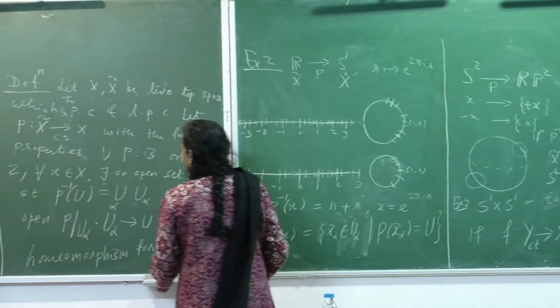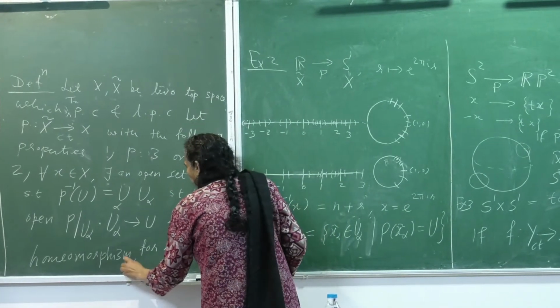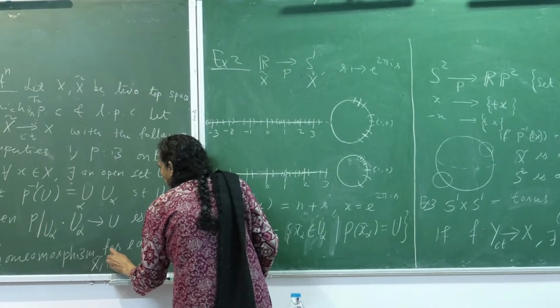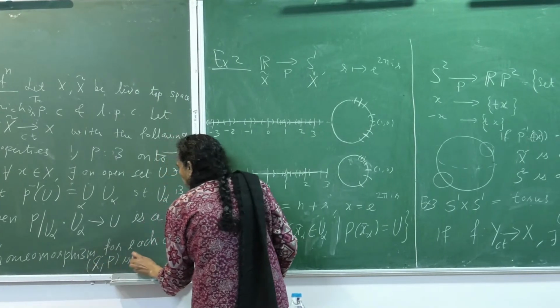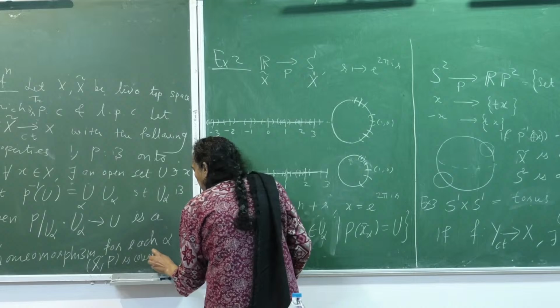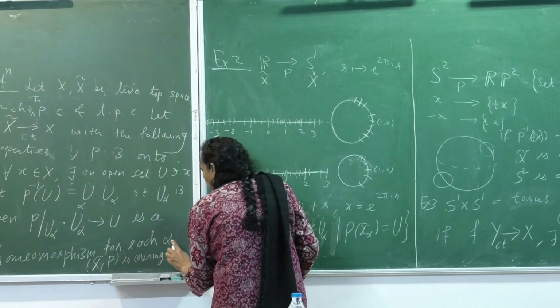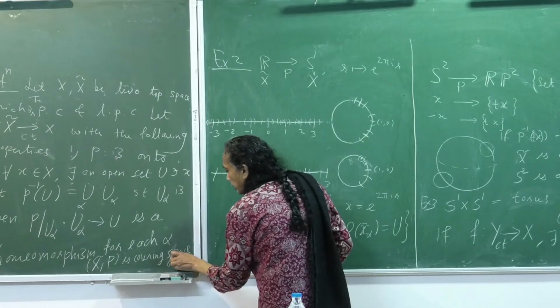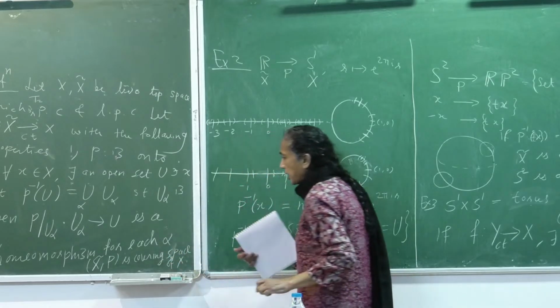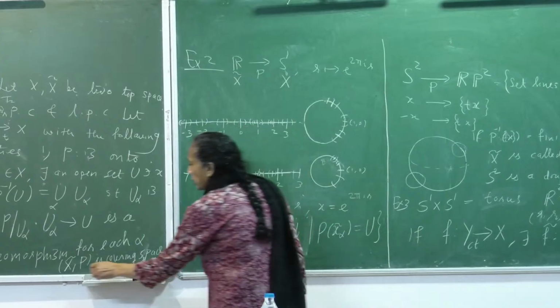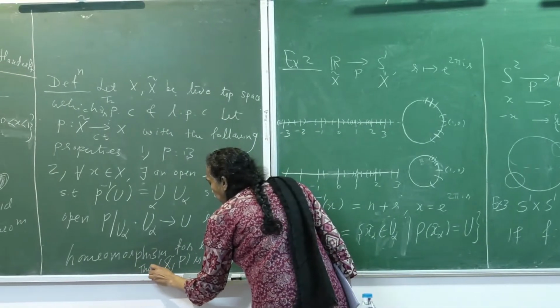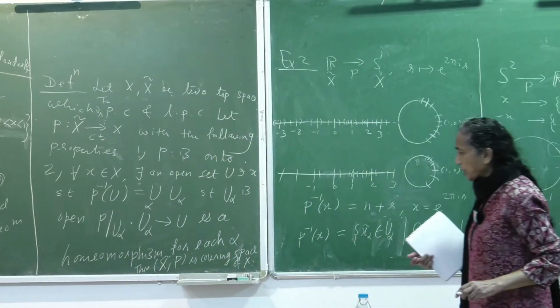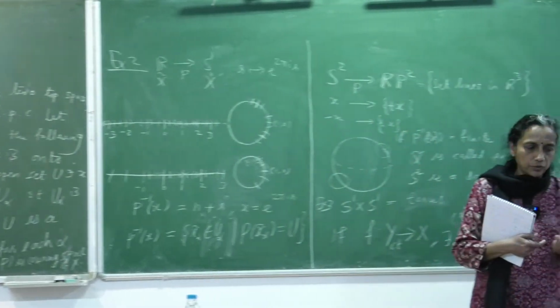okay, so I didn't even write that. So the pair x tilde, p is a covering space for the space x. I didn't finish writing the definition. So if that happens, then p is called a covering map, and sometimes you say x tilde is a covering space.